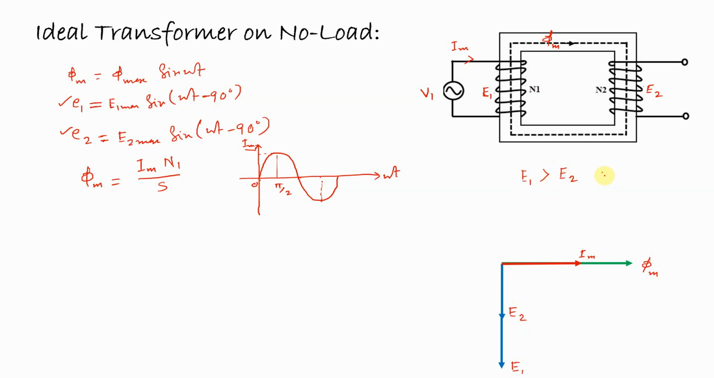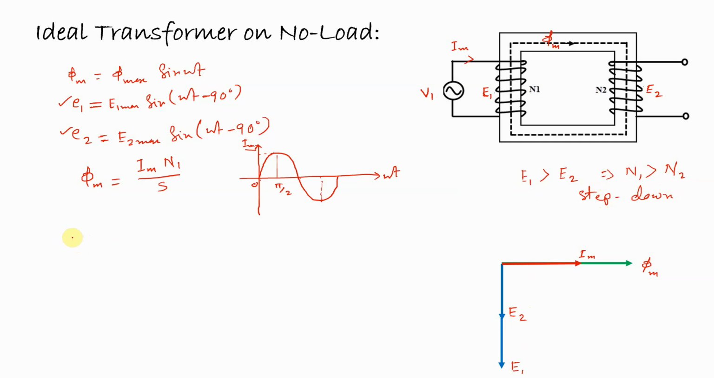That means we have considered N1 is greater than N2. That means it is the example of a step down transformer, because here the voltage in the primary side is more than the voltage in the secondary side.